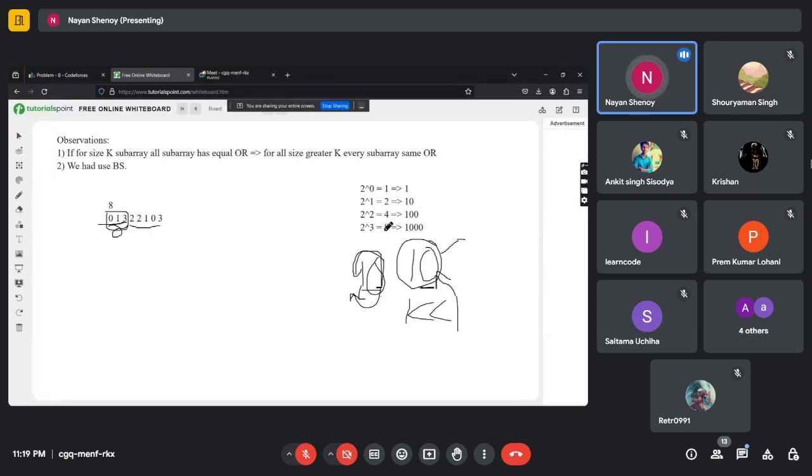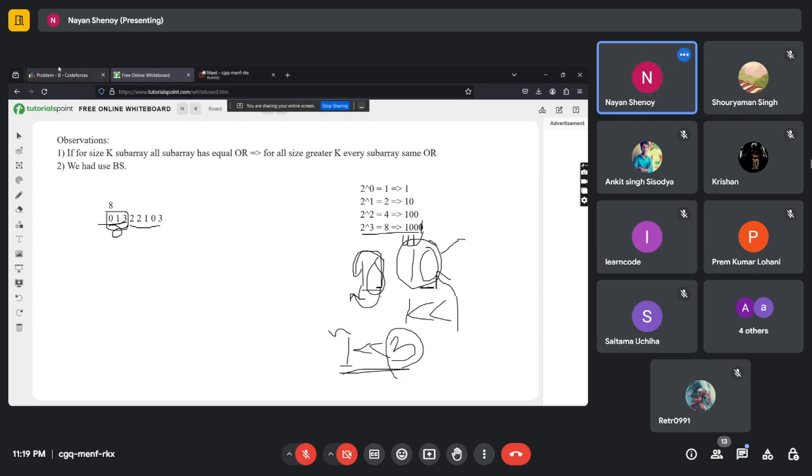Similarly, if you check for 2^3, how many places have we shifted 1? 1 should have been supposedly here. So we have shifted 1, 2, 3 times, correct? We have shifted 3 times. This is your shift operator or left shift operator. What we're doing is we are shifting the position of 1 to the left by 3 times.